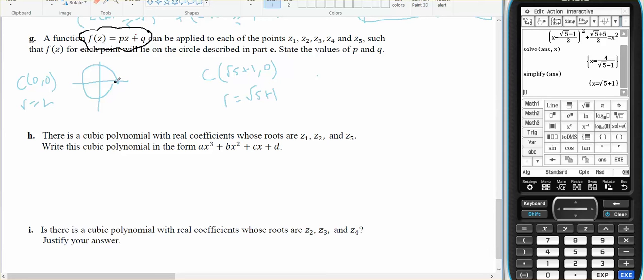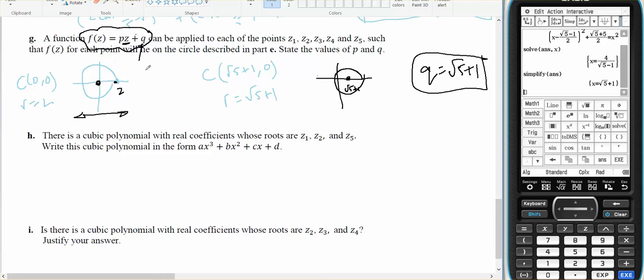So it started out as a circle with radius 2 centered at 0, 0, and it ended up in part E as a circle that was centered at root 5 plus 1 and had a radius of root 5 plus 1. Since we're working in complex numbers, Q will be the movement in the real field, so Q will tell me moving sideways if Q is a real number. So the circle was centered at 0 and it ended up being centered at root 5 plus 1, so Q equals root 5 plus 1.